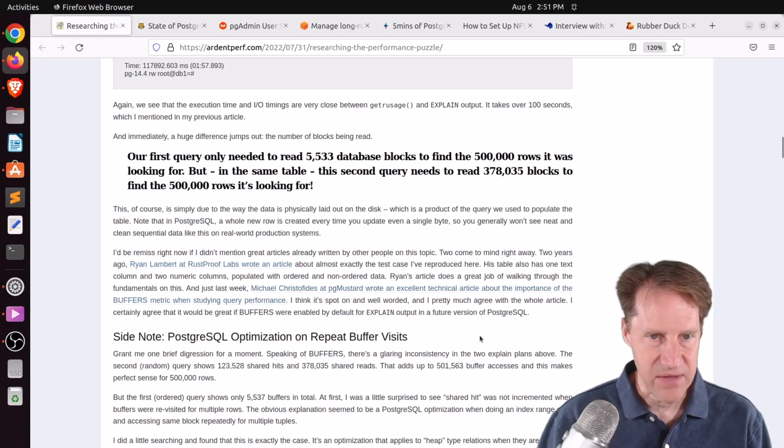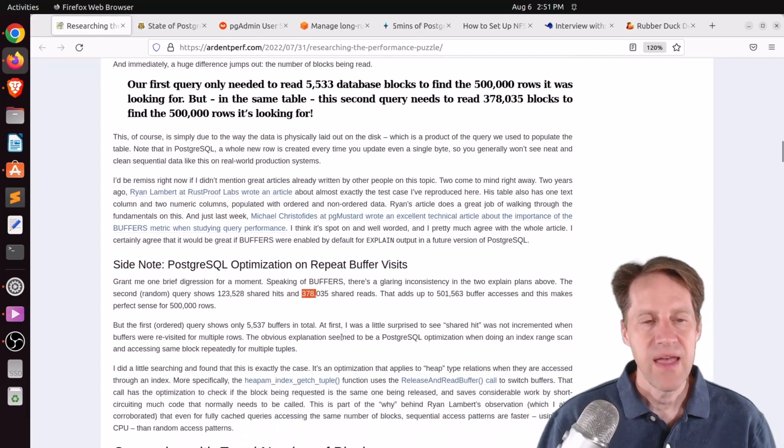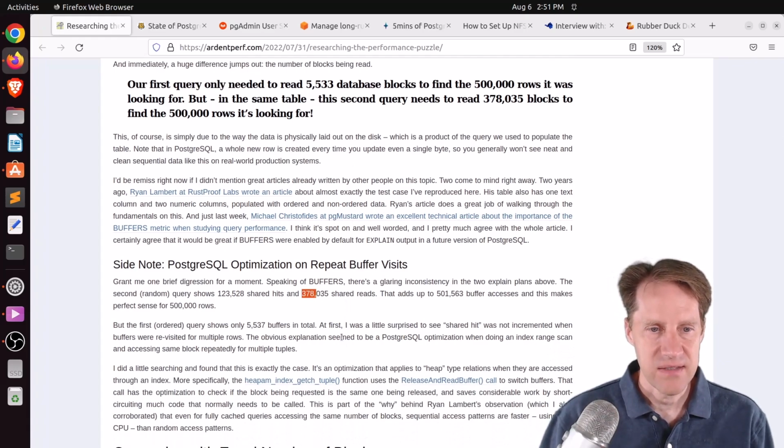But what's interesting about this is that in terms of the second query, basically it has to get 500,000 rows. And there were 123,000 shared hits to the shared buffers, whereas the shared reads were 378,000. So that's about 500,000. That makes sense. So why is the first query only needing to access 5,000 database blocks? What it does is, when the database pulls a given block, as it's reading it, it knows that the data is in there for additional rows, and it doesn't flag another hit for it, essentially. It's able to use that data that's already in that block. So it's an efficiency he talks about here.